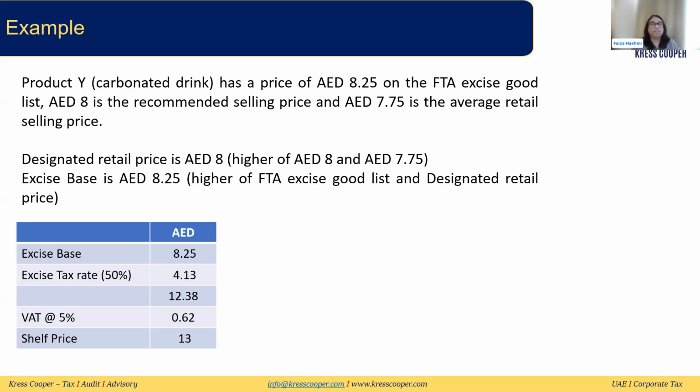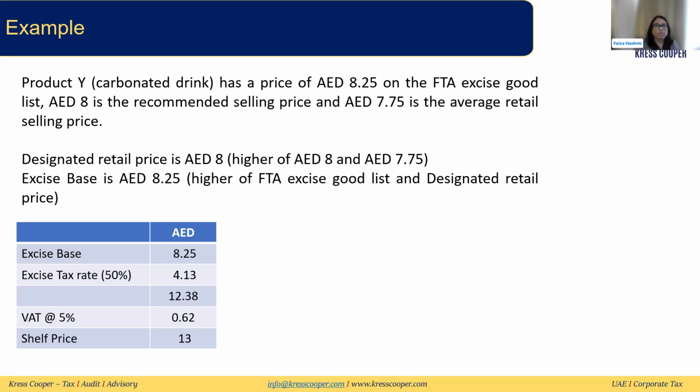So the designated retail sale price in our case would be 8. Now, to see the excise tax base, we need to compare the higher of the excise good list and the designated retail price. In the excise good list right now, it is 8.25 in our example, and the designated retail selling price we have chosen is 8, since that is the higher of the average retail selling price and the recommended selling price. From both of these, the higher is the FTA excise good list price, which is 8.25. So that is our excise base.